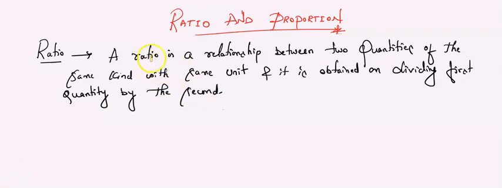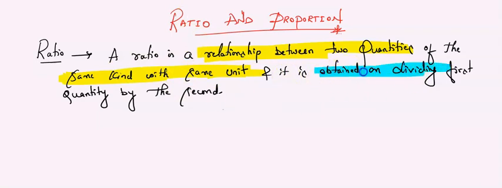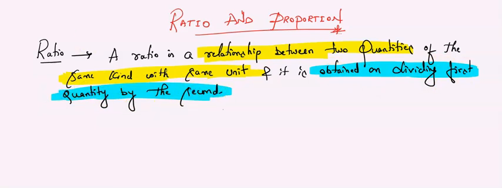We are finding the relationship between two quantities of the same kind with the same unit. How do you get to know the relationship between two quantities? It is obtained on dividing the first quantity by the second. So this is the definition of ratio.